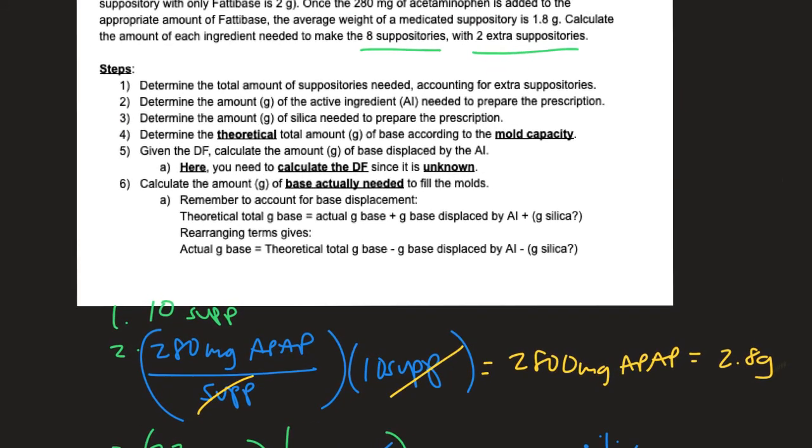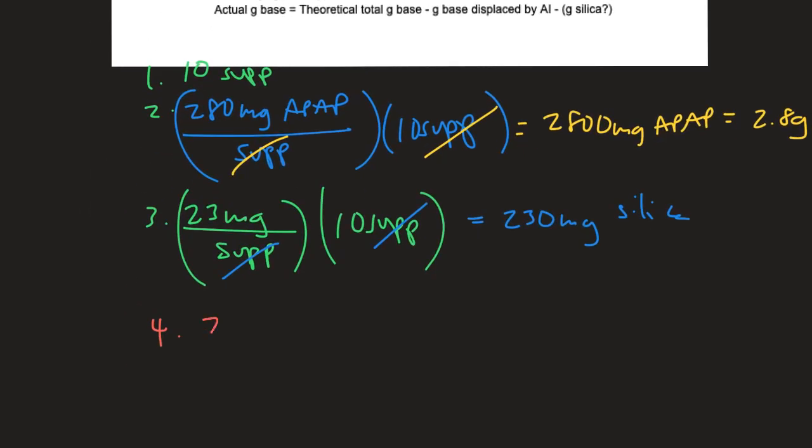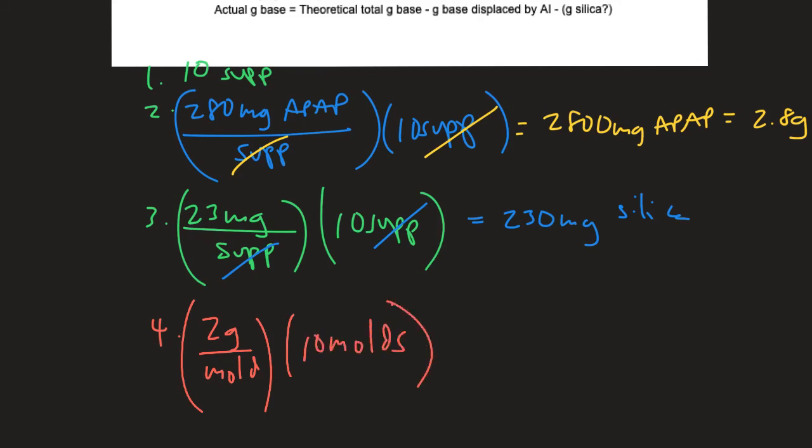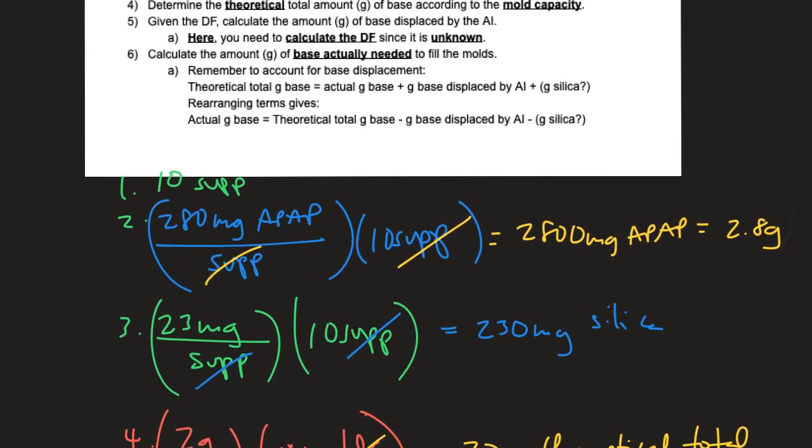Well, you need to calculate the total amount of base according to mold capacity. So we know the mold capacity: each mold can hold 2 grams. So 2 grams per mold. We're using 10 molds. Molds cancel out to give us 20 grams theoretical total base.